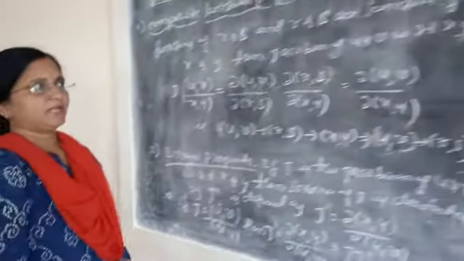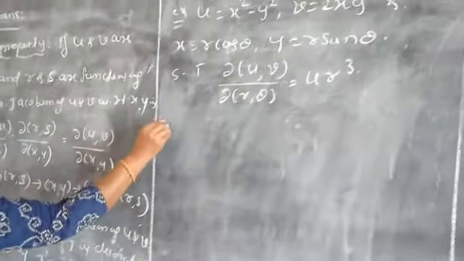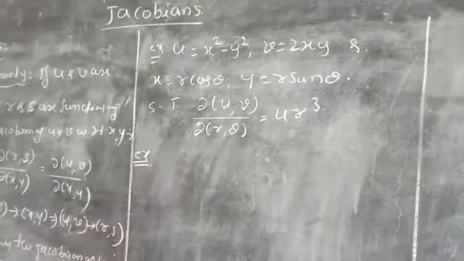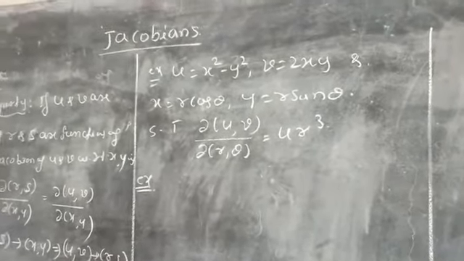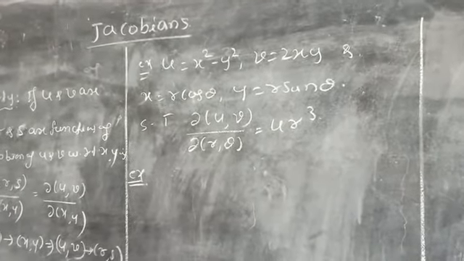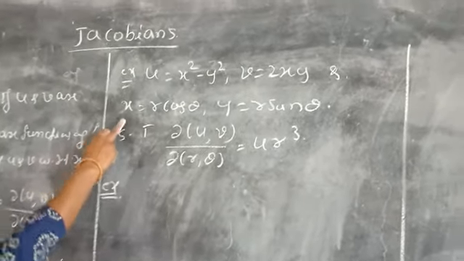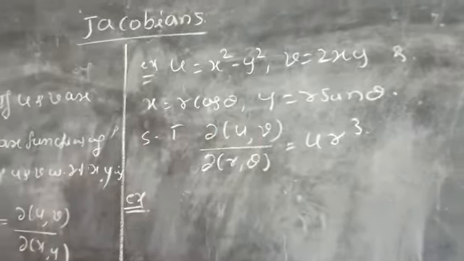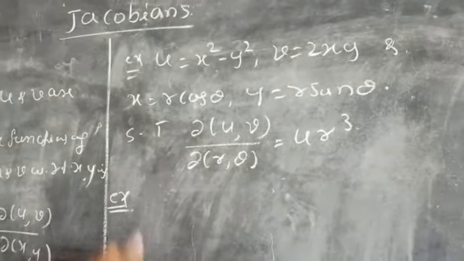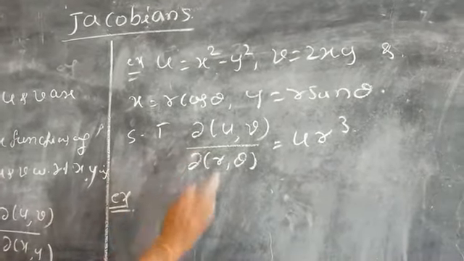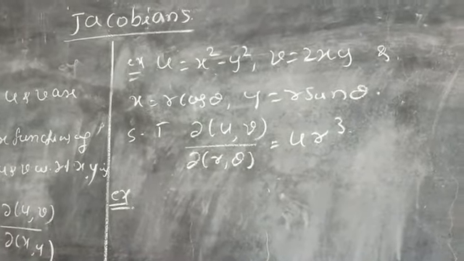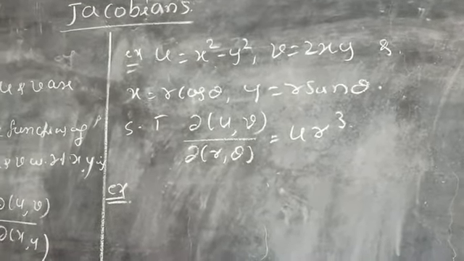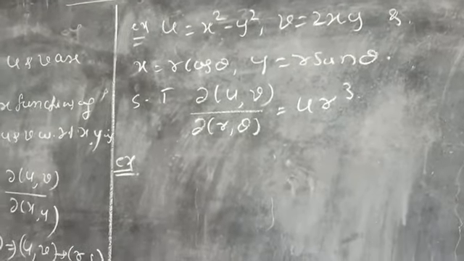Let us take one example on this. For example, here u is given as u = x² − y² and v = 2xy, and x = r cos θ and y = r sin θ. Then we want to show that ∂(u,v)/∂(r,θ) is equal to 4r³.